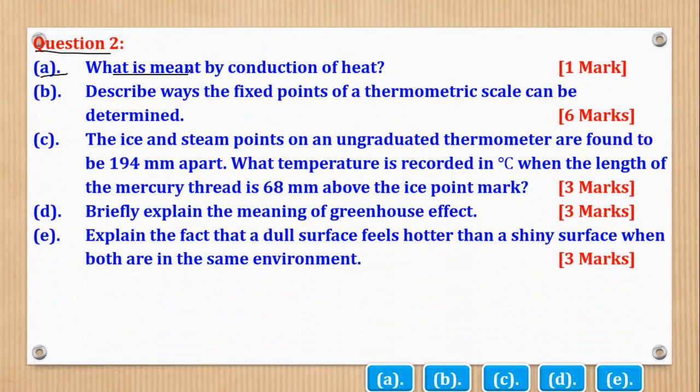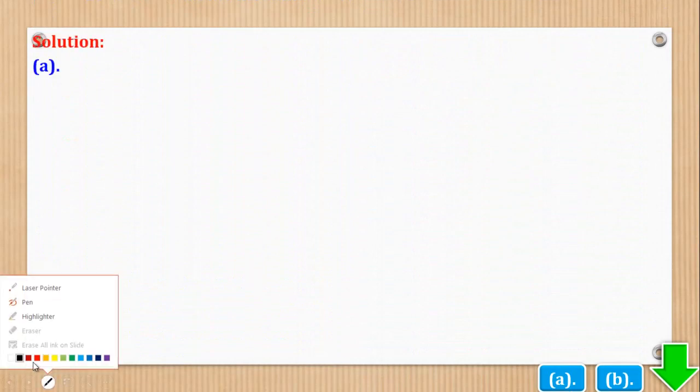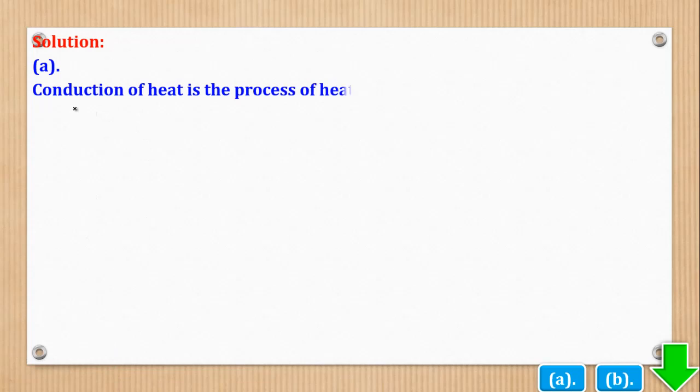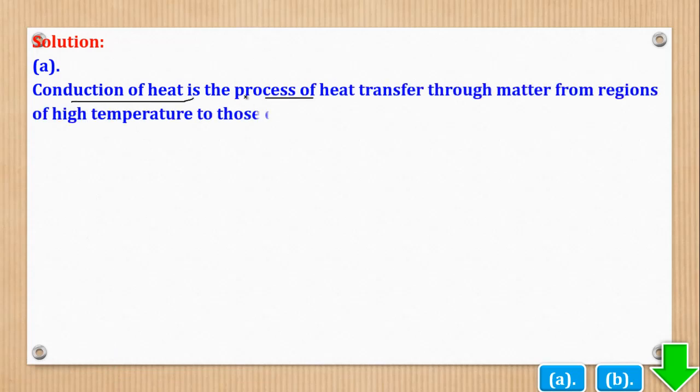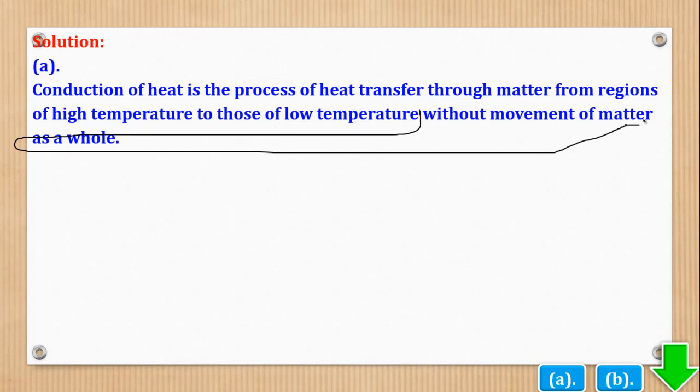Part A says, what is meant by conduction of heat? So conduction of heat is the process of heat transfer through matter from regions of high temperature to those of low temperature without, know this word, without movement of matter as a whole. Most students forget this last statement, but we really need it in the definition.